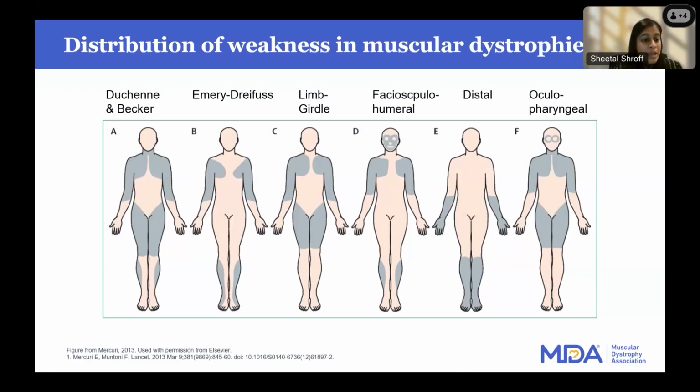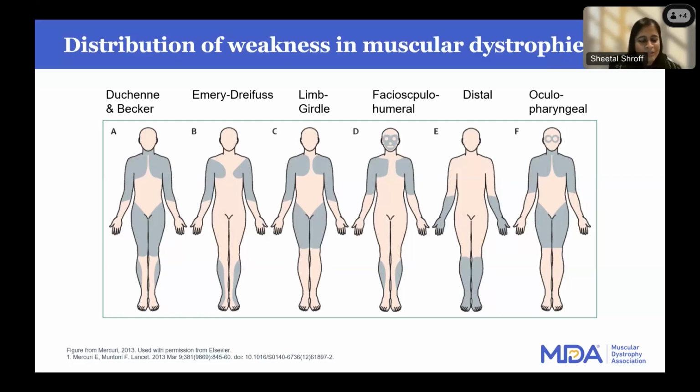And then you can see Emery-Dreifuss. It's also called humeroperoneal muscular dystrophy, as the name goes by: humerus, which is along the upper arm and upper chest, and then the peroneal, that's the front of the legs. So the tibialis anterior, those are the muscles at the front of the leg which can get affected. And these patients can have what we call foot drop or dorsiflexion weakness. And that's why presentation is important.